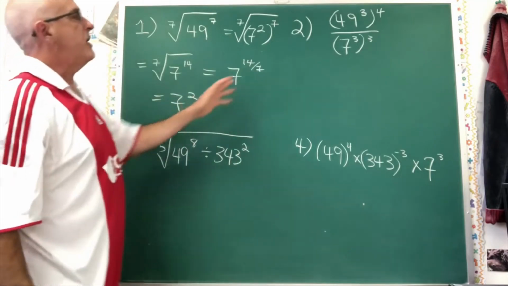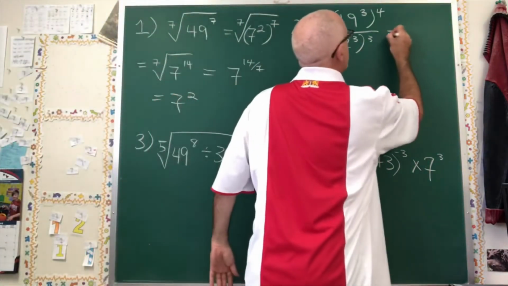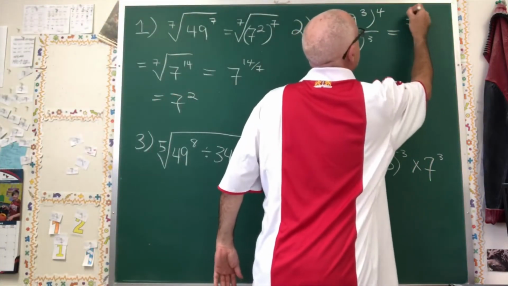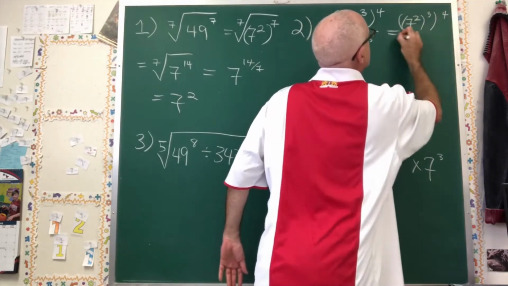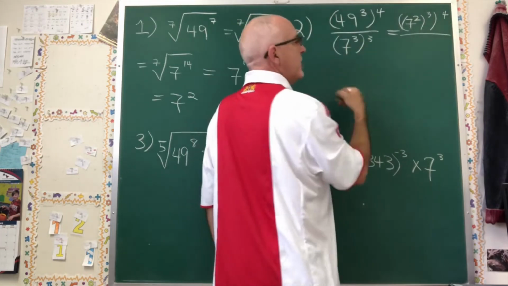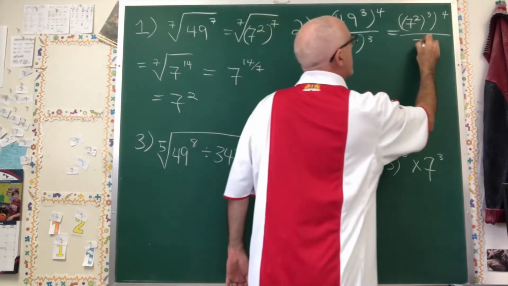I'm finished that one. Here we have 49 cubed, which is 7 squared cubed. Need another bracket. Still to the power of 4, and we have 7 cubed cubed. I can do this right away. 3 times 3 is 9.